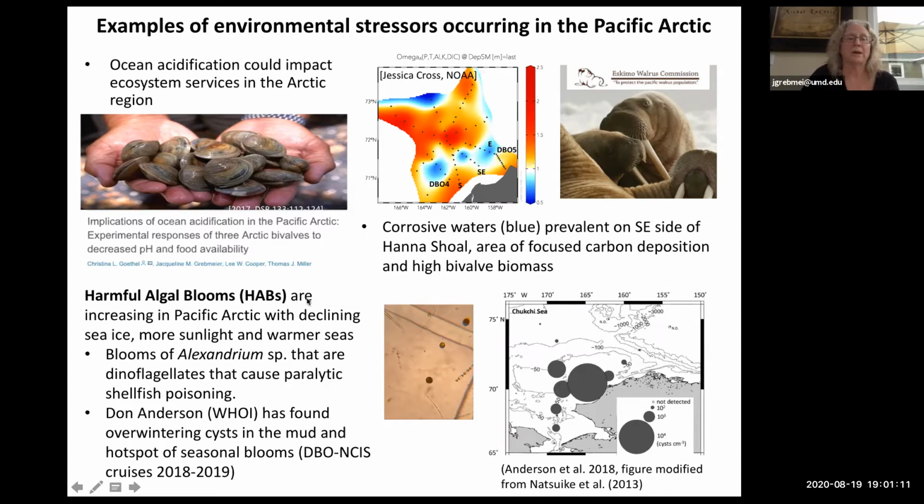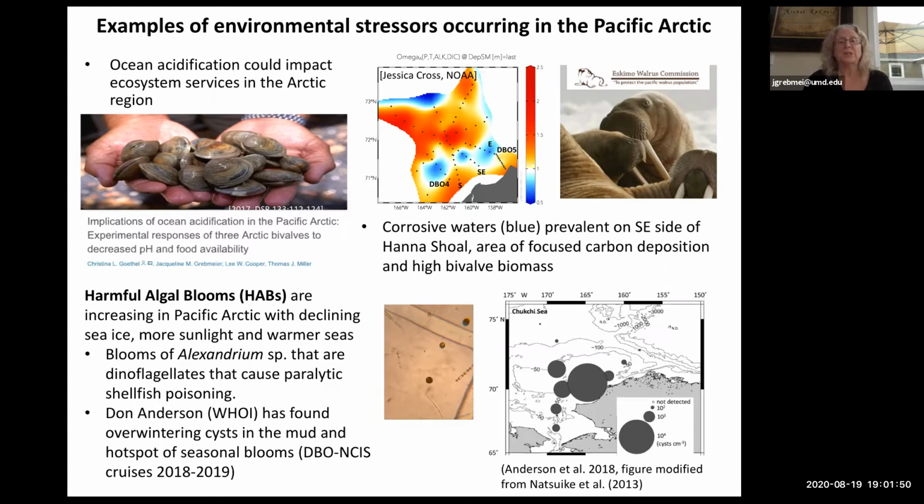But the other stressor, and others on the phone know about the harmful algal blooms, and they're increasing in the Pacific Arctic. Part of that is the declining sea ice, the warming water, more sunlight. And so there have been blooms of what's called this Alexandrium species, and Dean can say exactly what species they are, but they're a dinoflagellate, and they do cause paralytic shellfish poisoning. And there has been a death down in the Aleutians by people who have eaten clams and snails due to the fact that there's this harmful algal bloom.